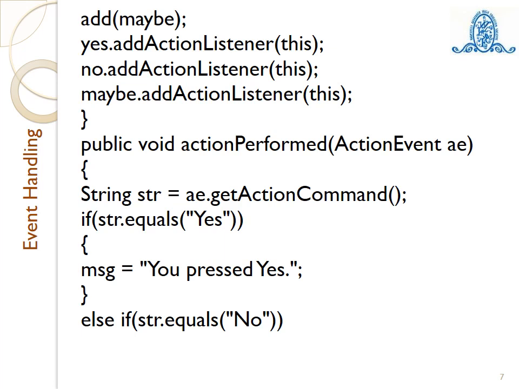Here we are using three buttons. So to get the label of the button, we use the getActionCommand method: String str = ae.getActionCommand(). Now this str value, that is the label value of the button, is compared with the labels of all the buttons. So it is used to check whether we pressed the yes button, no button or maybe button.